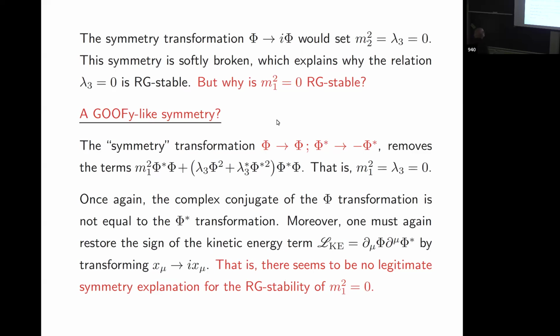And so now I can play the same game, invent this goofy symmetry, phi goes to phi and phi star goes to minus phi star, and end up with m1 squared equals lambda 3 equals 0. But once again, this flips the sign of the kinetic energy term. So it's the exact same structure as we had for the 2HDM. So in my mind, again, there seems to be no legitimate symmetry explanation for the RG stability of m1 squared equals 0.